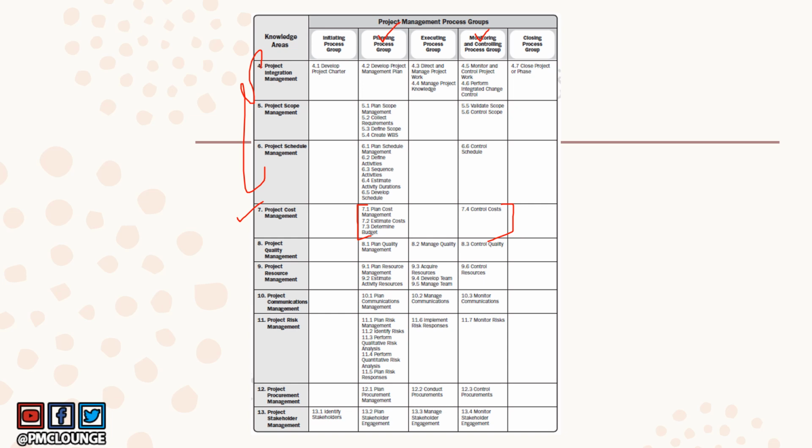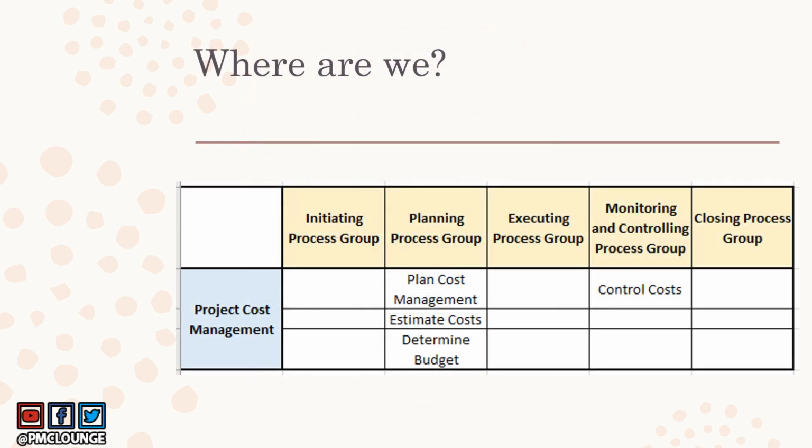All right, let's zoom in on the processes of the cost management knowledge area. These are the processes of cost management: 3 processes in the planning process group and 1 process in the monitoring and controlling process group. You've got plan cost management, estimate costs, determine budget, and then finally control costs.